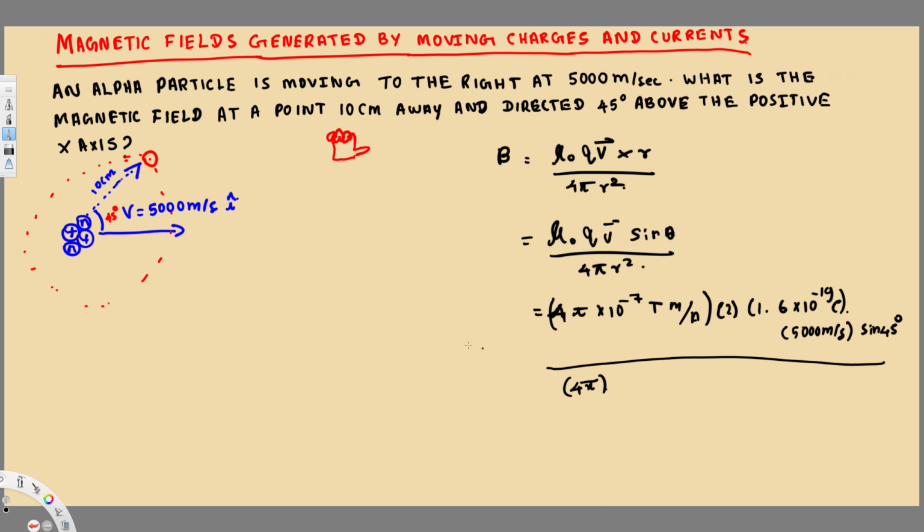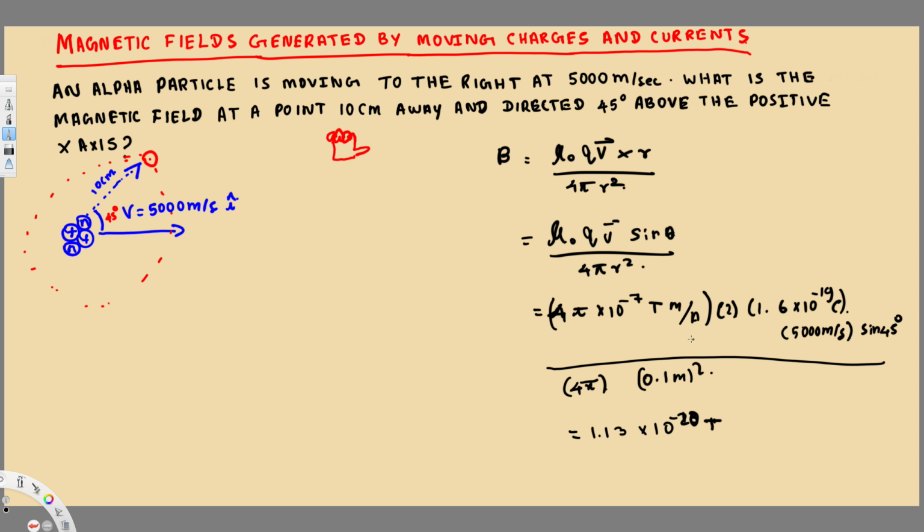4 pi, and the r is the radius. The radius is 10 centimeters. We have to convert this into meters. So this is going to be 0.1 meter squared. And if you plug all these values into a calculator, you're going to get 1.13 times 10 to the power of minus 20 Tesla. So this is going to be the final answer.